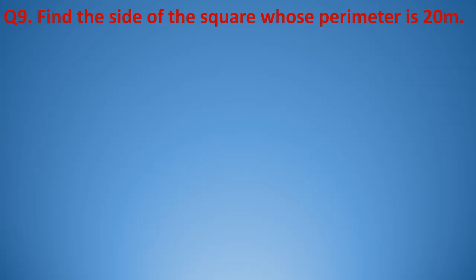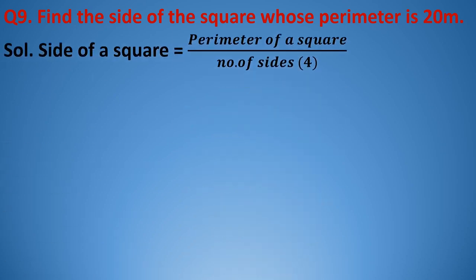So you have to read the question carefully, and first of all you have to see what you have to find out and what is given to us in the question. Don't do any question blindly, thinking that every time you are finding the perimeter. No. In this question, side of a square is asked. So side of a square is perimeter of a square divided by number of sides. This is 20 meter divided by 4, which is equal to 5 meter.